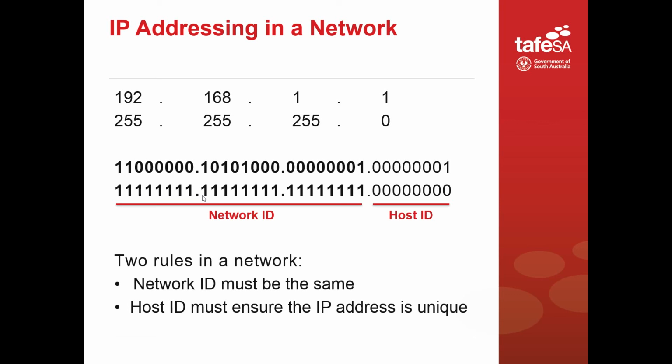So the ones tell us what's the network ID, and the zeros tell us what the host ID is. If we have a look at this back in decimal up the top here, the ones are where the 255s are. That means the first 3 octets represent the network ID. So in this case, 192.168.1 is our network ID, and the host ID will just be 1.